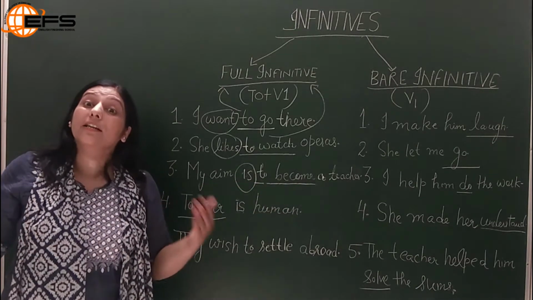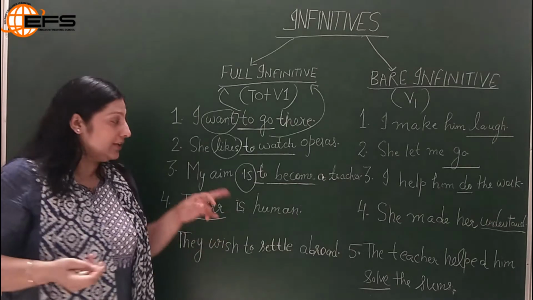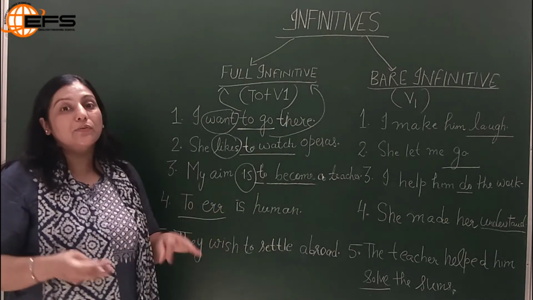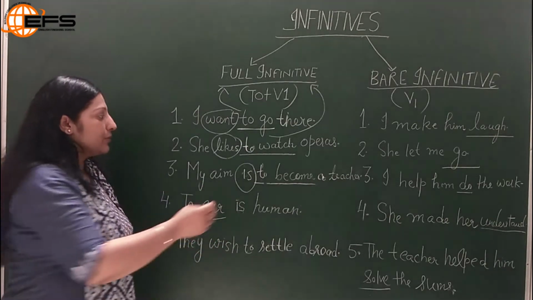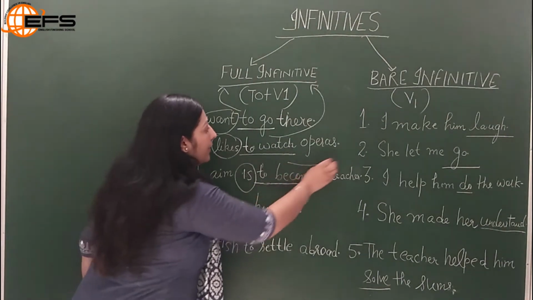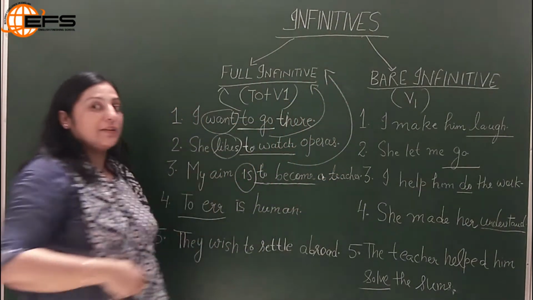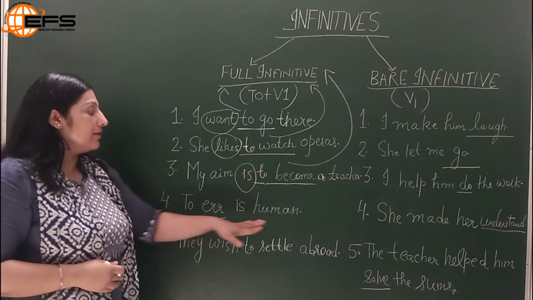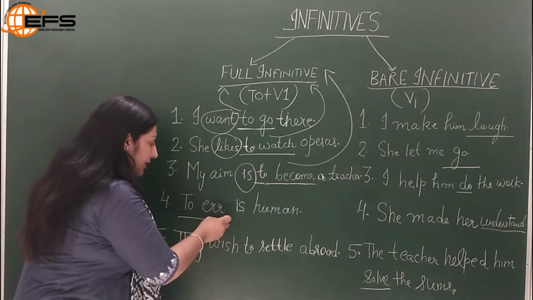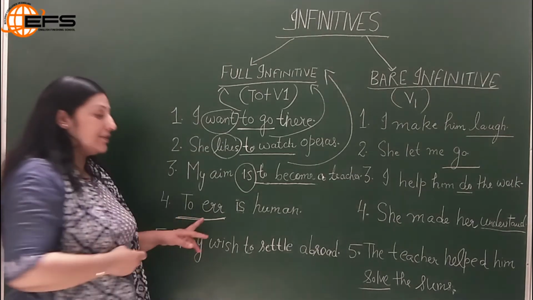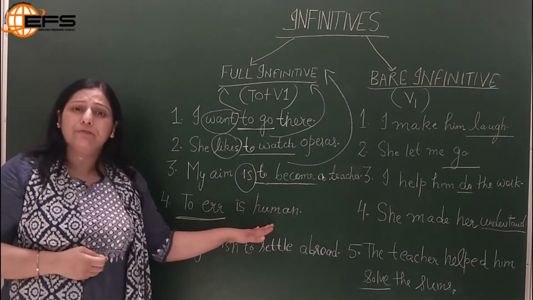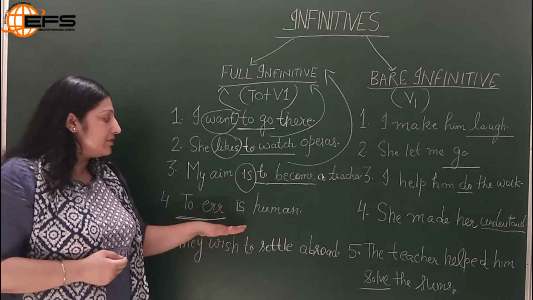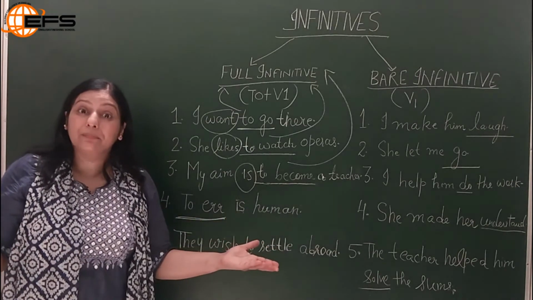It will remain unchanged, unaffected by the subject as well as the tense. So this is again an example of full infinitive or to infinitive. To err is human. So here my non-finite verb, that is infinitive, is "to err". This is a very famous proverb that means human beings are prone to make mistakes.